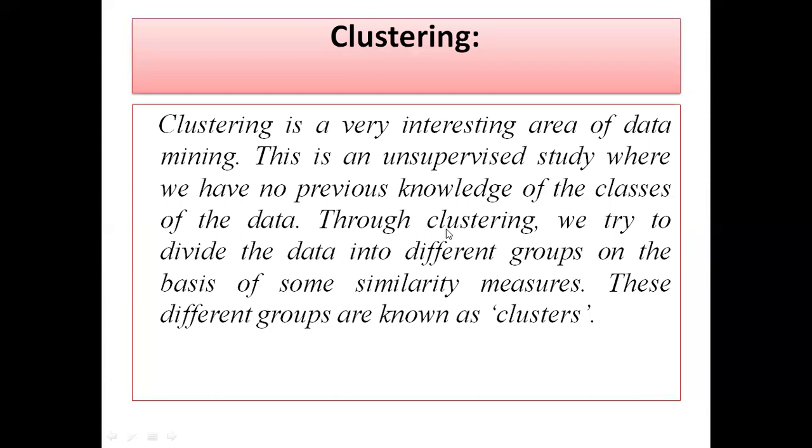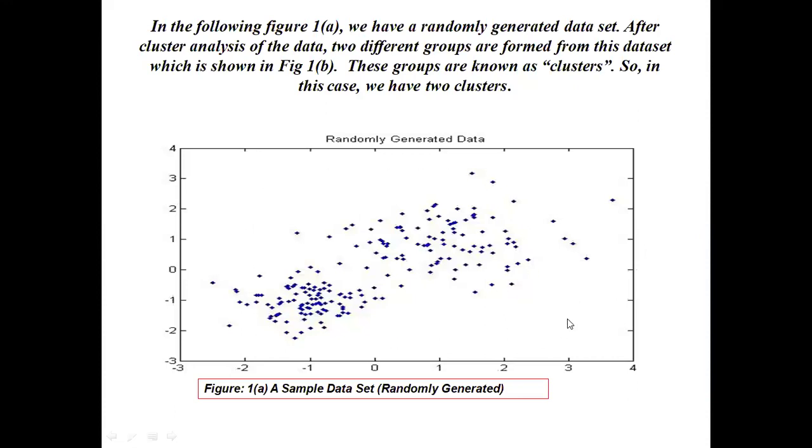So first of all, you have to remember that clustering is an unsupervised study, and second, that here we try to divide the data into different groups on the basis of some similarity measures. And these groups are known as clusters. Now look at this diagram. Here you can see some data points, and these data points are randomly generated, like I have shown you in my machine learning class how we can generate data. Now I am plotting those randomly generated data. These data points are distributed here in this particular space.